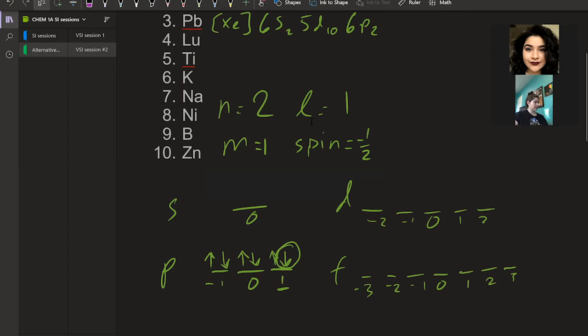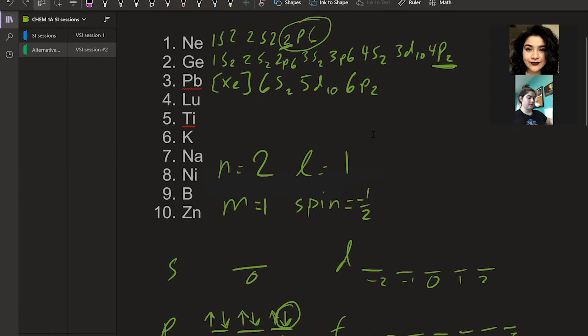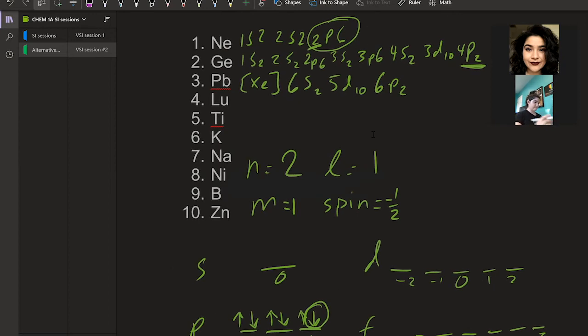Okay. Can you do number 4? Yeah, sure. Let's see. I'm going to use the abbreviated format. So Lu, where's that? Okay. The value I'm going to use is radon, so Rn. So I have the brackets. I start with 7s2, 6d10, or sorry, this is 6f. Okay, this is 6.